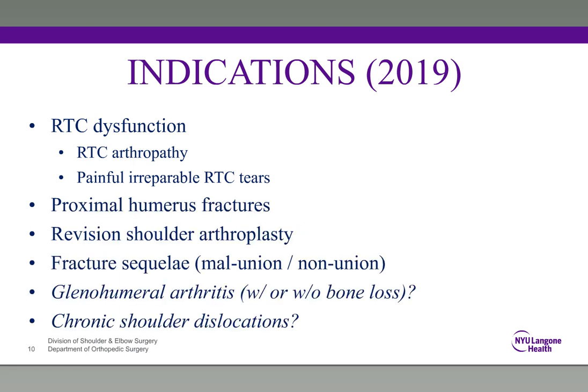Now, 10 years later, those indications have clearly expanded. Rotator cuff dysfunction, proximal humerus fractures, revision shoulder arthroplasty, as well as fracture sequelae are clear indications for reverse replacement with much literature to support the use. In addition to that, there are now some more debatable indications, including glenohumeral arthritis with intact rotator cuff, as well as patients with chronic shoulder dislocations. So we'll talk about all these indications separately.